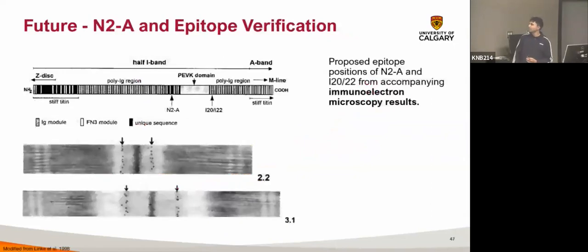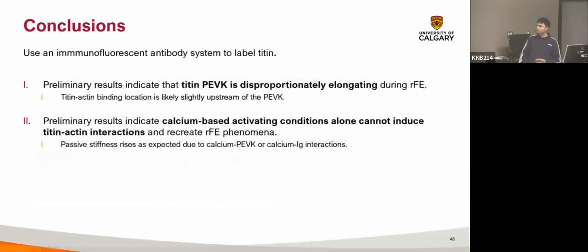So to continue this study, I'm going to collect more data for the final 2 experiments that I mentioned. And I'm also going to do a little bit of immunoelectron microscopy labeling to accurately figure out where the labels are. But in conclusion for this section, preliminary results indicate that PEVK is disproportionately elongating during residual force enhancement, and that calcium-based activating conditions alone cannot induce titin-actin interactions or recreate the residual force enhancement phenomenon.